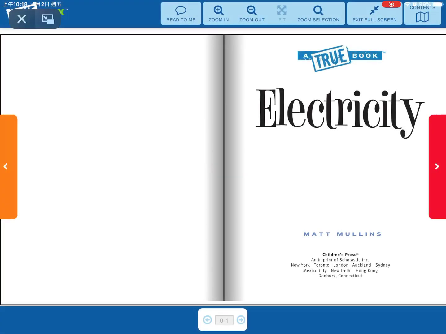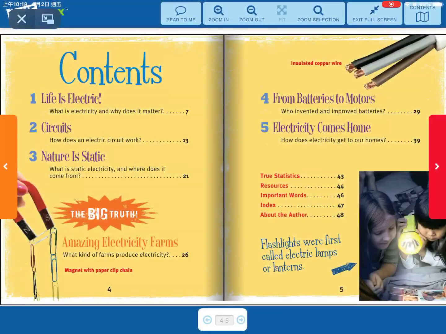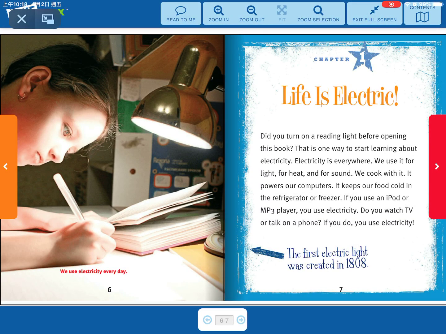Electricity. Life is electric. Did you turn on a reading light before opening this book? That is one way to start learning about electricity.